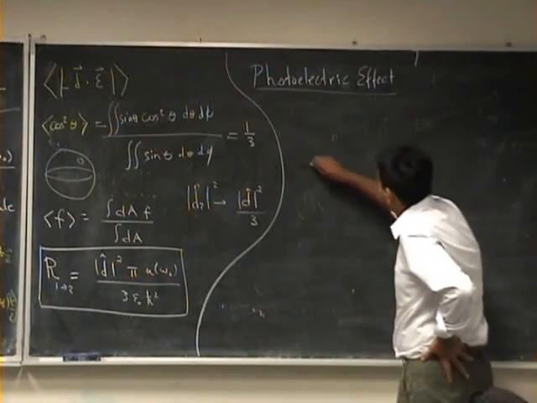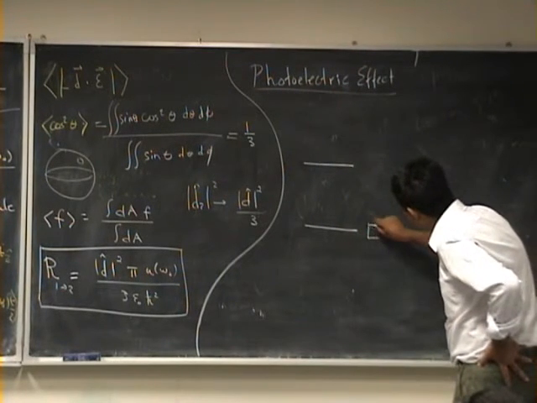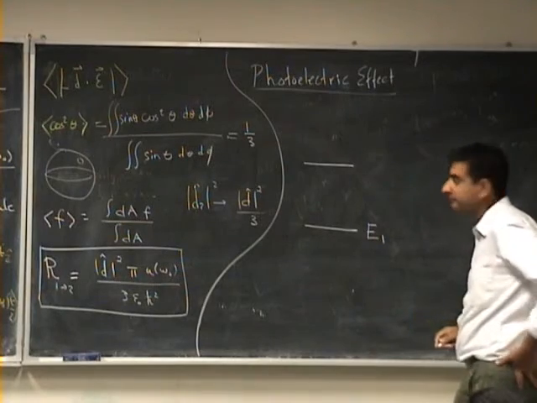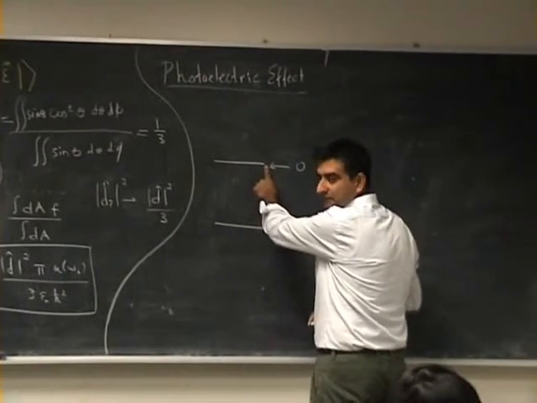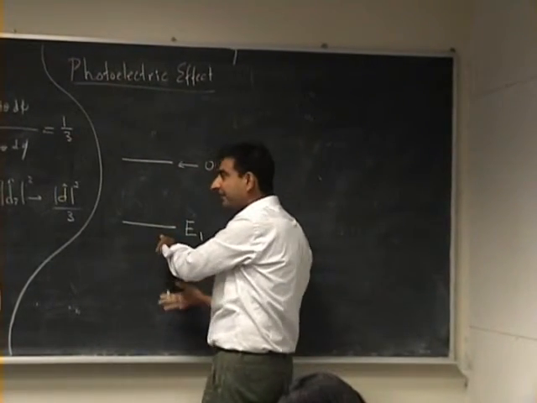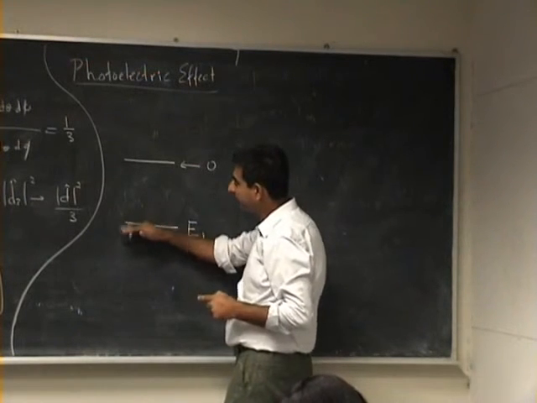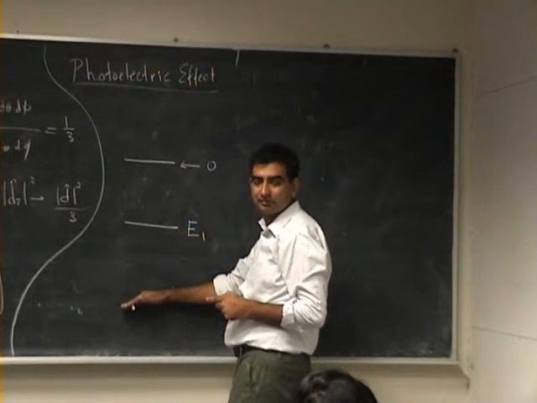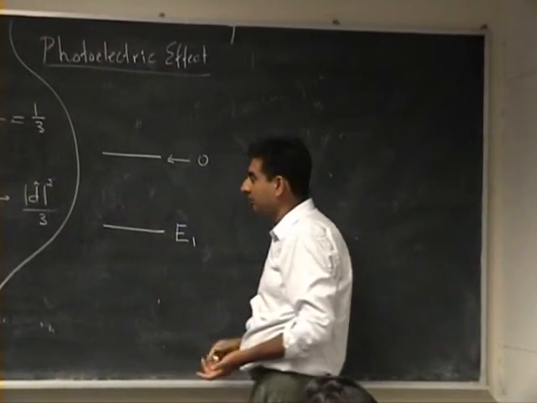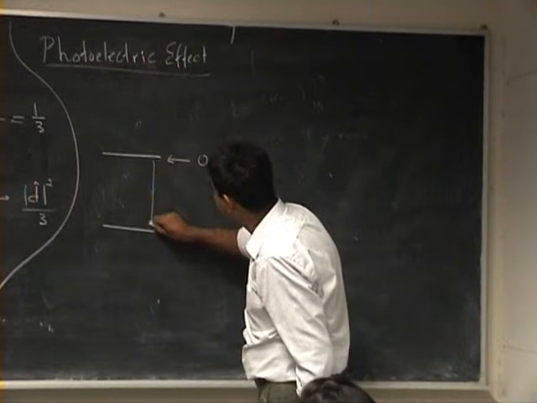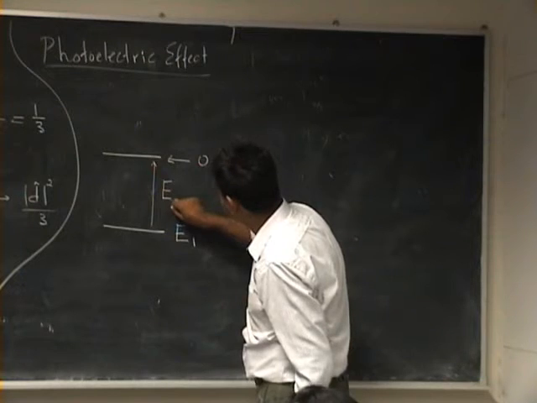Okay, what is the diagram? An electron is at some energy level E1. This is the vacuum level, whose energy we say is 0. So the electron is lying inside the metal at some energy level E1. This could be the conduction band, and this could be the work function. Okay, let's call this the ionization energy, EI.